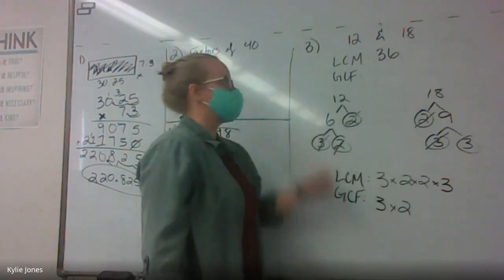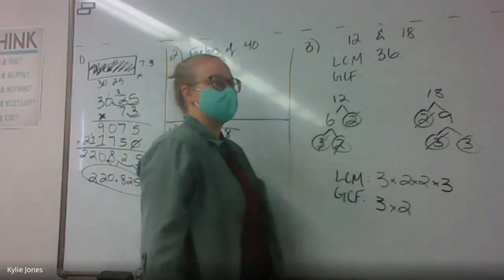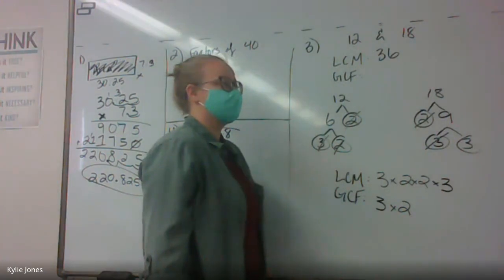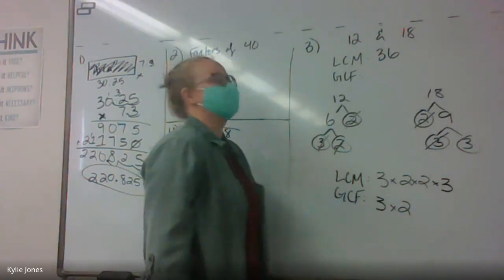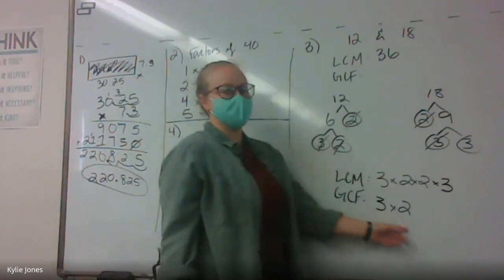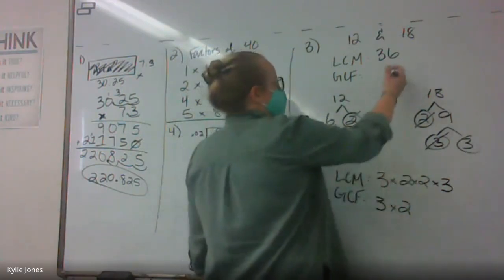6 times 6 is 36. Did you multiply all of them together? I accidentally put down 10. Ah, that would be it. That would be it. Yeah. All right, and then our greatest common factor is 3 times 2, which is 6.